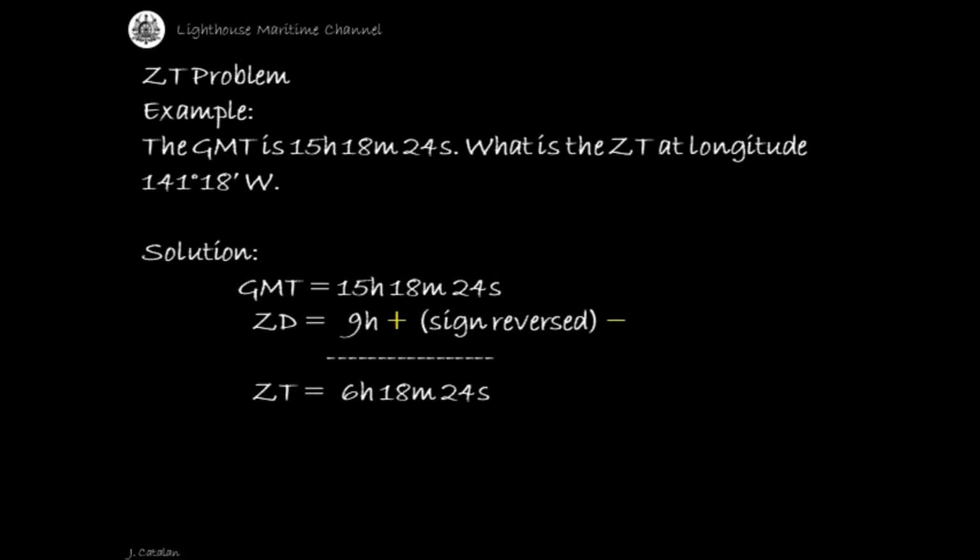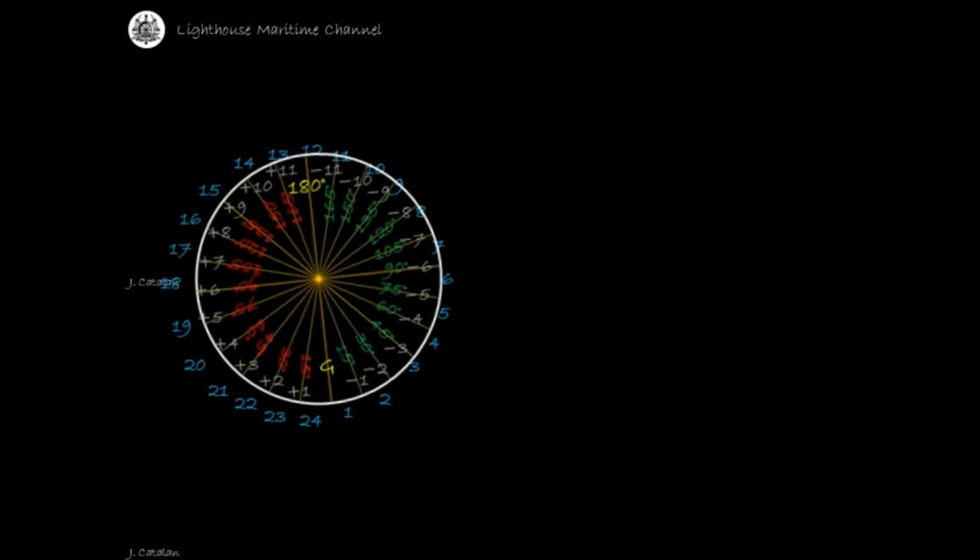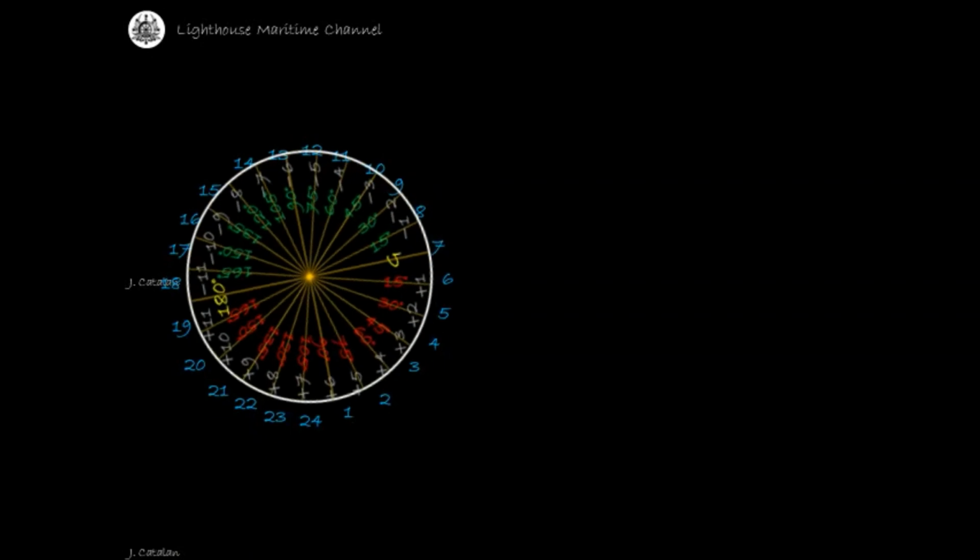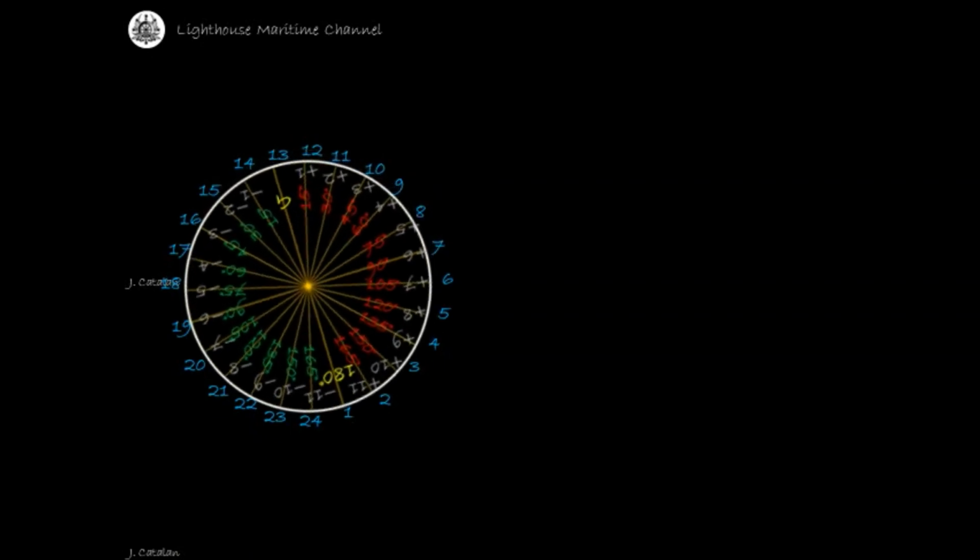The sign is plus, then why do we subtract? It is because in converting GMT to ZT, we reverse the ZT sign and, sign reversed, it becomes minus. The result is the ZT, which is equal to 6 hours 18 minutes and 24 seconds. Using the time wheel to visualize the problem and for plotting purposes.